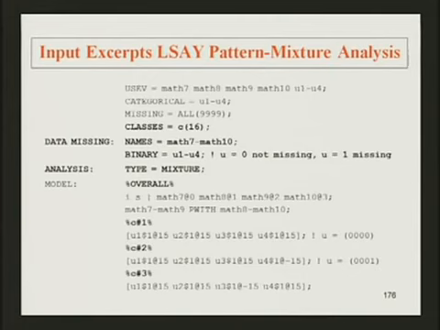Let's consider slide 176. Now we're going to kick it up a notch and actually bring in latent class thinking. We're going to have a new option in the variable command: classes equals C(16). That is a mixture, a latent class variable, with 16 categories.